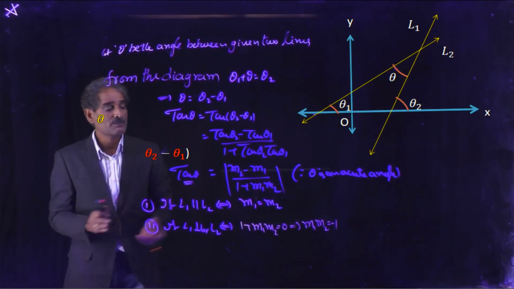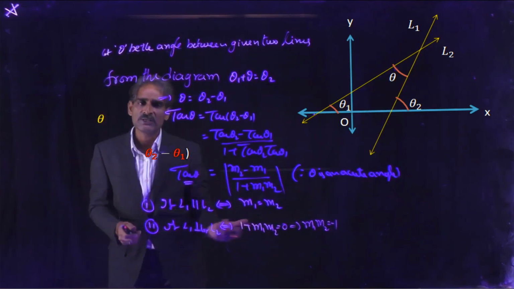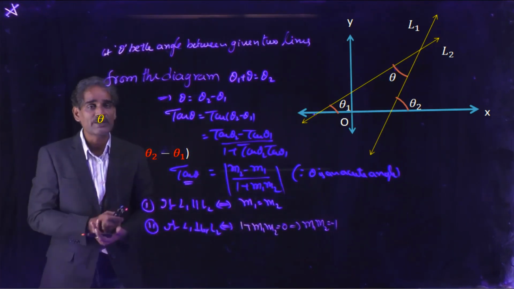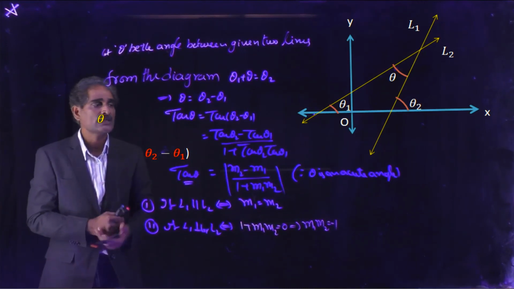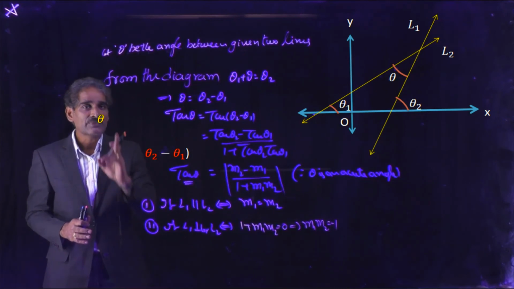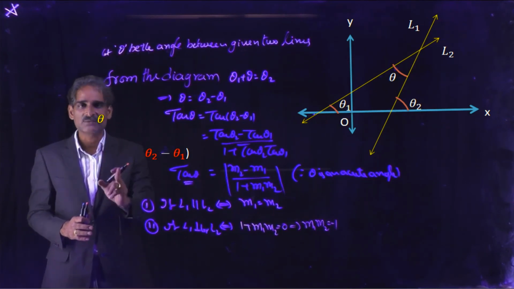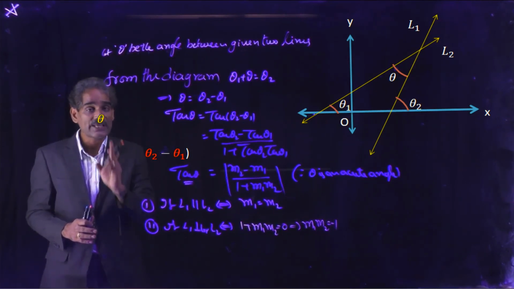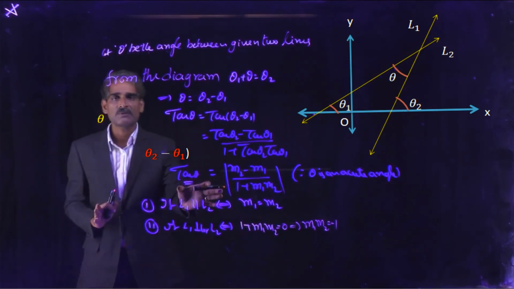If the two lines are parallel, their slopes are equal. If the two lines are perpendicular, the product of slopes equals minus 1. Okay, we can apply this formula for non-vertical lines. For non-vertical lines only, we can apply this formula.